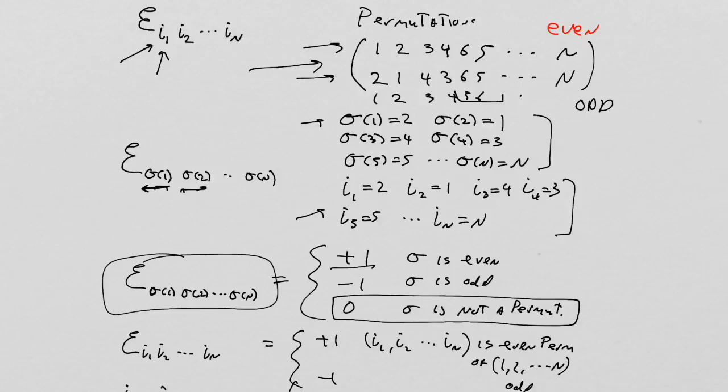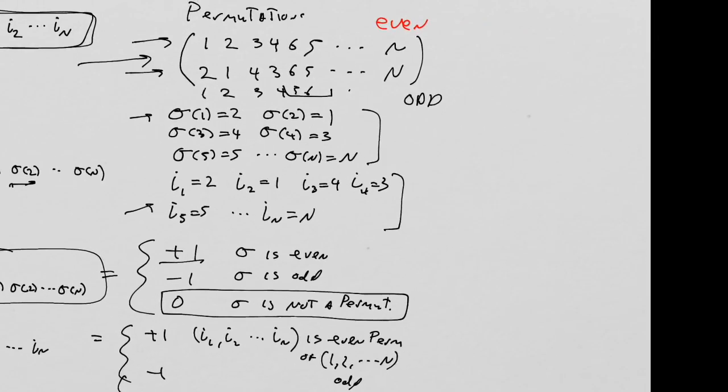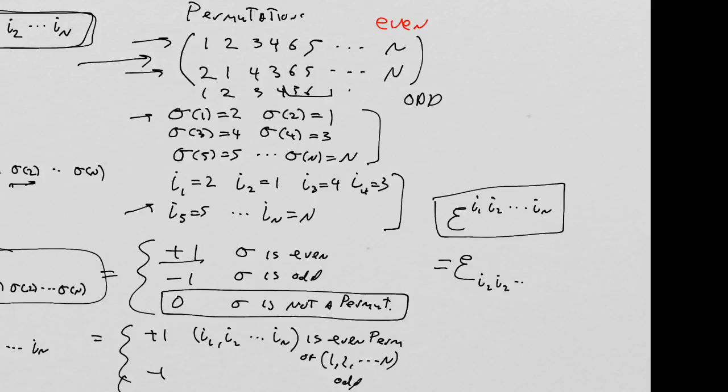And the Levi-Civita symbol, we've defined it with subscripts. Notice we've defined it with subscripts. That doesn't have to be the case. We can define it with superscripts, right? I can write E with indices I1, I2, dot dot dot, IN. And for right now, I want you to understand that this Levi-Civita symbol has the same values as this one. It's really identical, all right?